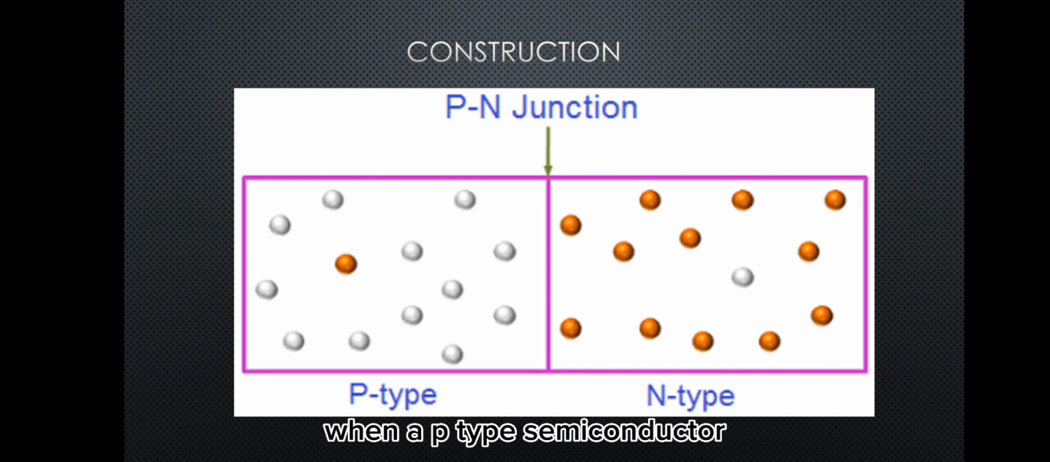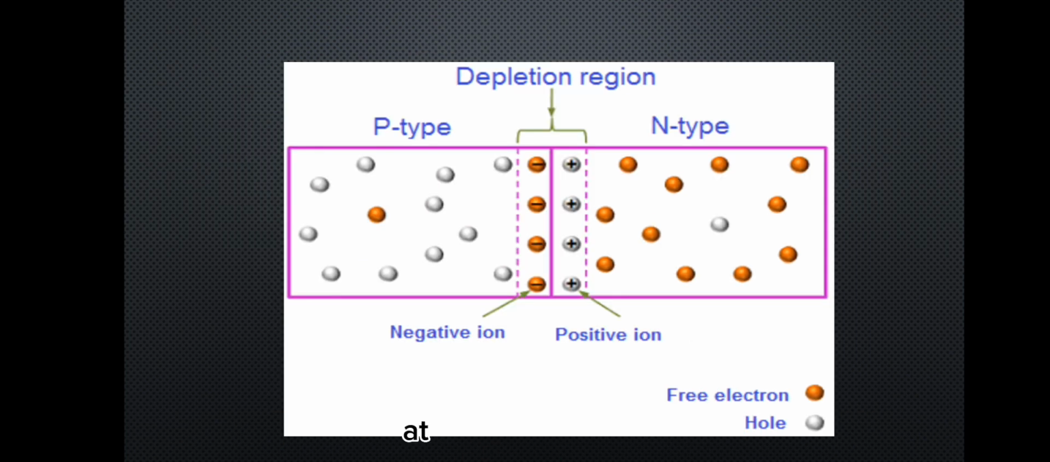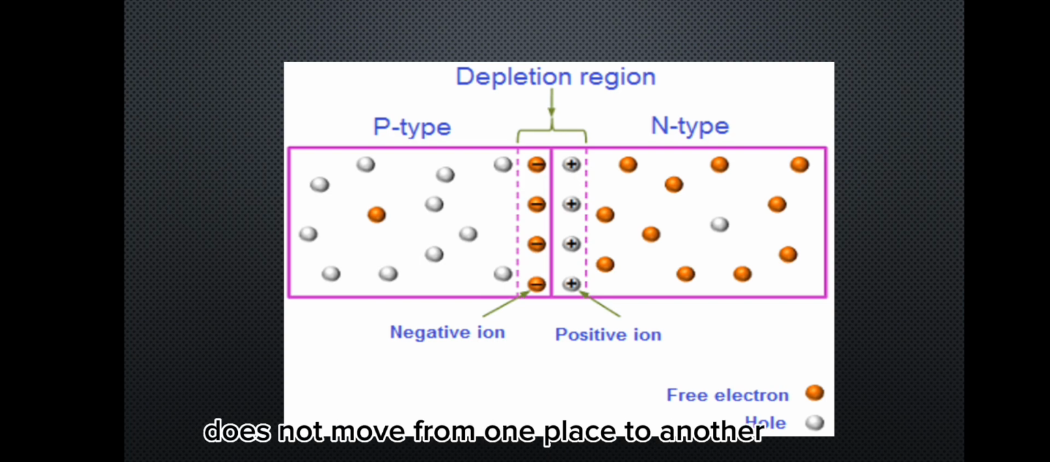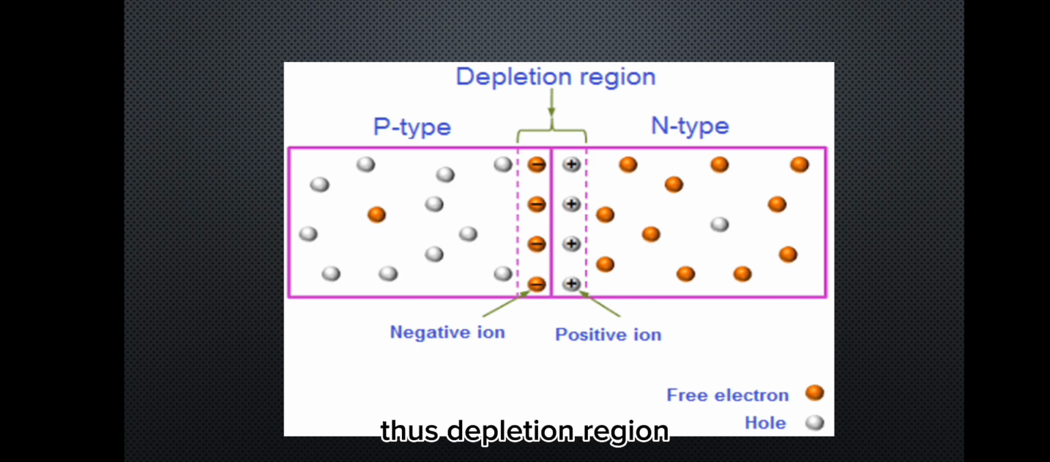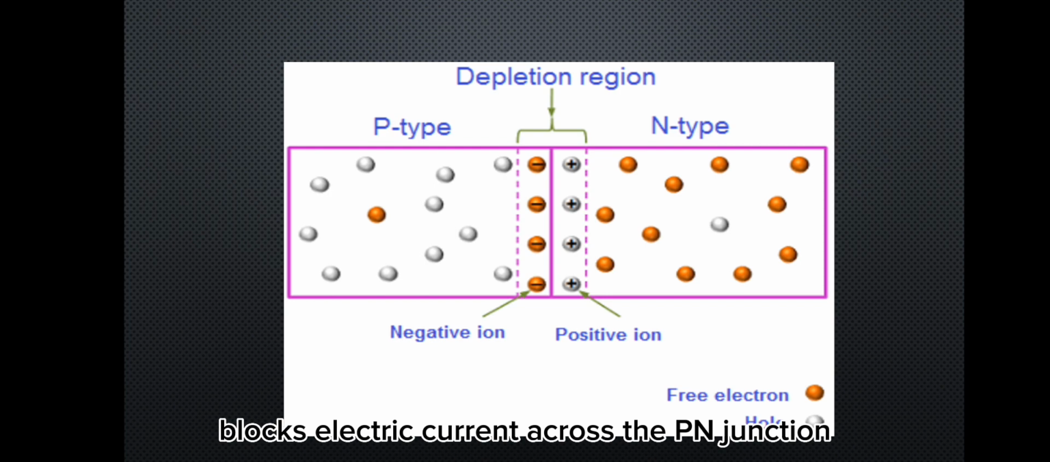When a p-type semiconductor is in contact with the n-type semiconductor, a p-n junction is formed between them. This p-n junction separates the p-type and n-type semiconductor. At the p-n junction, a depletion region is created. A depletion region is a region where mobile charge carriers are absent. The depletion region is made up of positive and negative ions. The positive and negative ions do not move from one place to another. The depletion region blocks free electrons from the N side and holes from the P side. Thus, the depletion region blocks electric current across the PN junction.